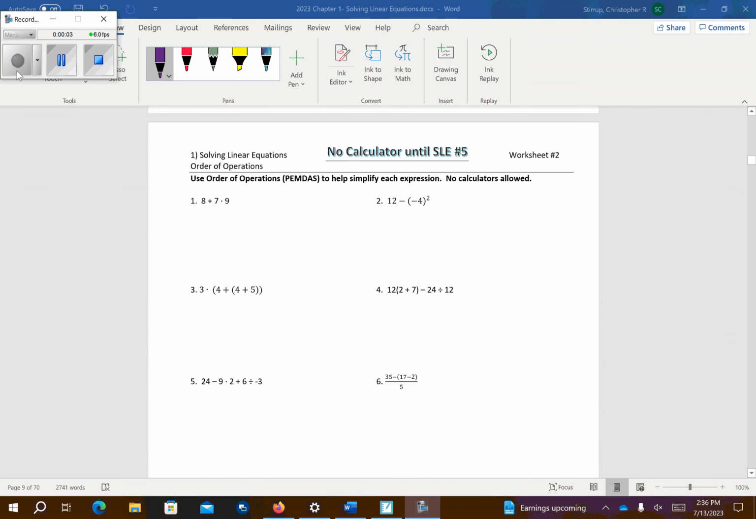Hi, CP Algebra 1. These are the answers for SLE number 2, worksheet number 2.